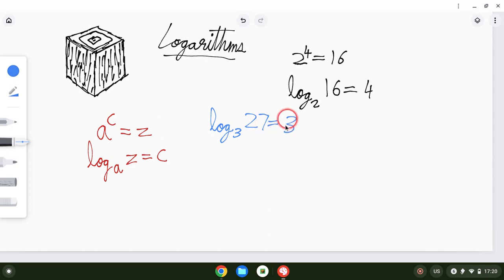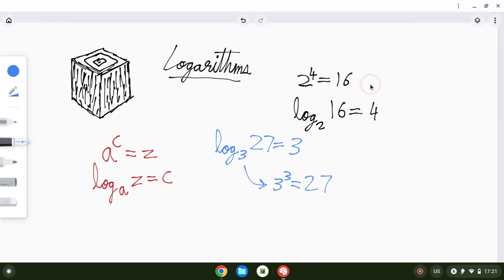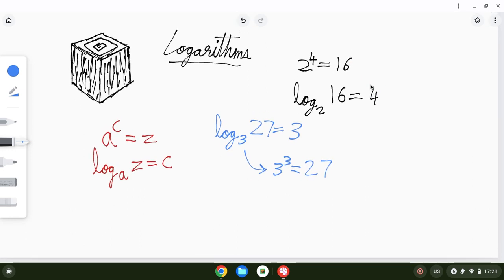Well, basically this is the exponent, and this is the original initial value. So this will become 3 to the power 3, or 3 cubed, equals 27. You can use a calculator to figure it out. So basically log is quite useful for every single thing.